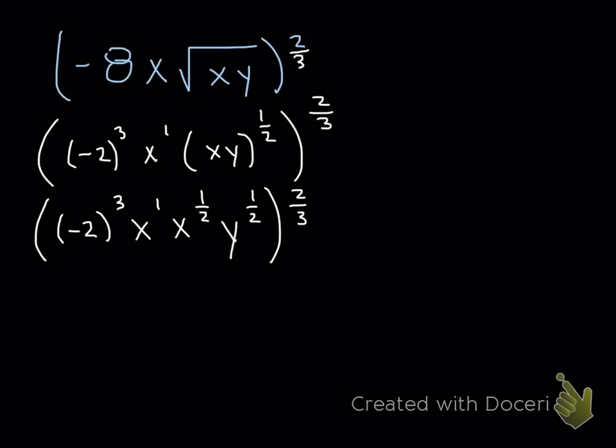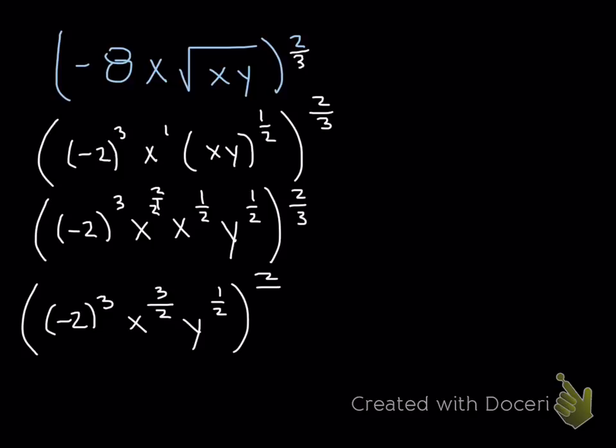And last thing I would want to do is combine those x's. So I have -2 to the 3rd power. This 1 right here for that x could be viewed as a 2 over 2. So that'll be x to the 3/2, y to the 1/2, and then this whole thing's raised to the 2/3.